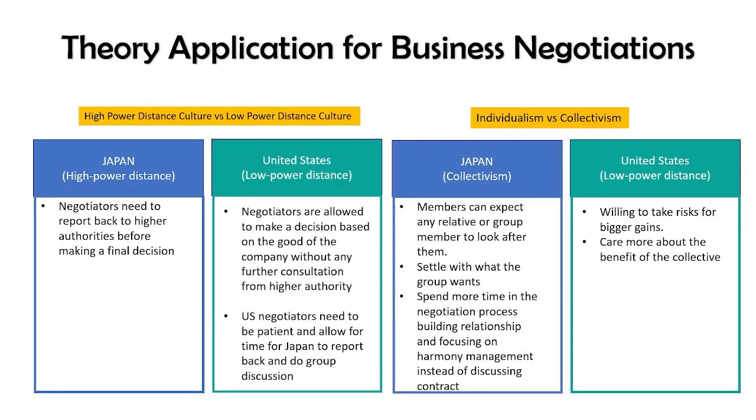Other than that, this theory can also be applied in business negotiation, which we can see in the dimension of high power distance culture versus low power distance culture. An example of a high power distance culture country is Japan, where a negotiator always needs to report back to higher authorities before making a final decision, while in the United States, as an example of low power distance, negotiators are allowed to make a decision based on the good of the company without any further consultation from higher authority.